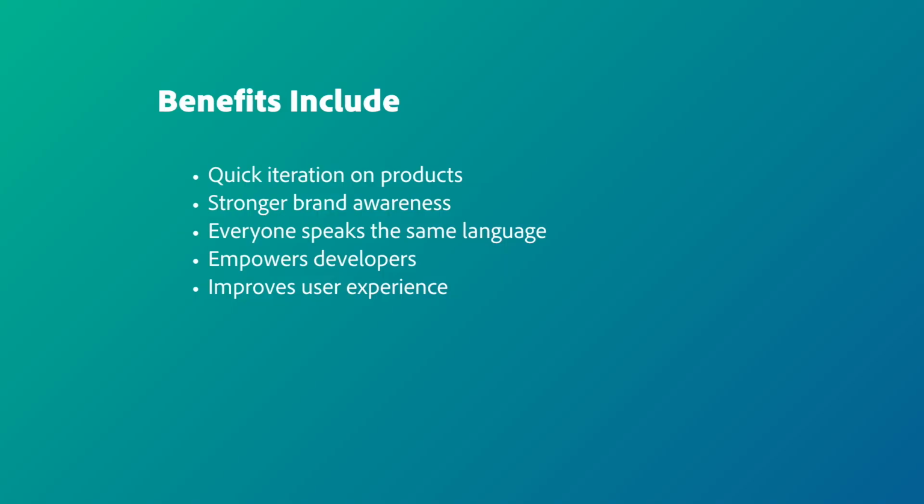And the benefits include being able to quickly iterate on products, so you can create prototypes quicker, you don't have to worry about the details, and stronger brand awareness. Everybody knows what a Facebook button looks like, right? So it helps everybody know where they are and where they're going. And everybody can speak the same language, so your designers are talking to your developers and they're all talking about the same thing. We label our comps correctly, et cetera. And it empowers developers to get stuff done, which we love.